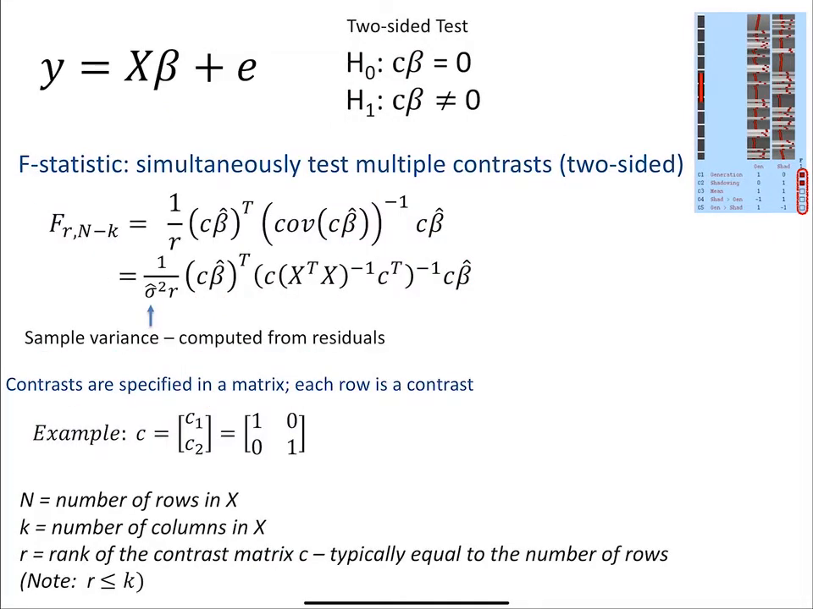On the other hand, the F-stat is going to be for two-sided tests. It's inherently a two-sided test because the F statistic is always positive.